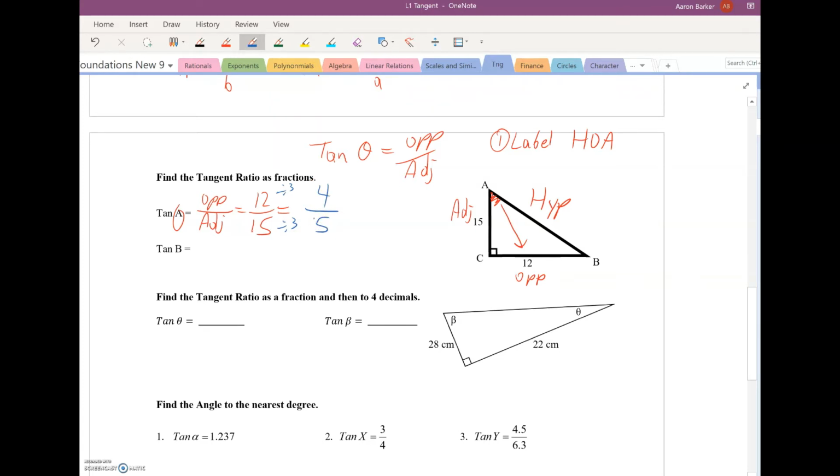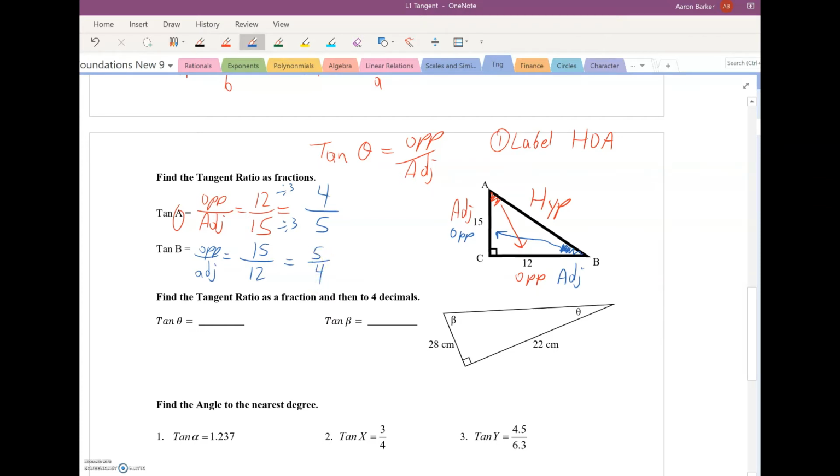Now, tan B. Looking at tan B, this is in blue. For tan B, it's still opposite over adjacent. That's not going to change. It'll always be the same for tangent. But guess what? This is the opposite side according to angle B. This is the adjacent side. So when you change your angle, you change your HOA. Very important. So now it becomes 15 over 12. The fraction is flipped because the sides are flipped. But in lowest terms, always, it becomes 5 over 4.